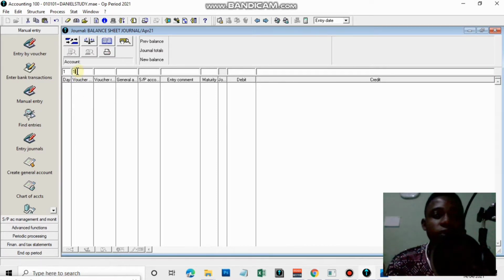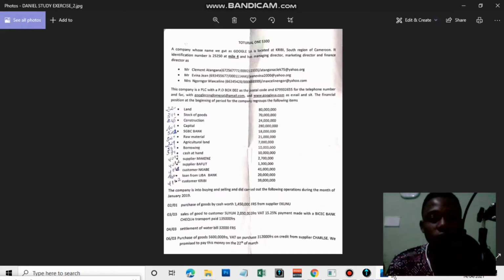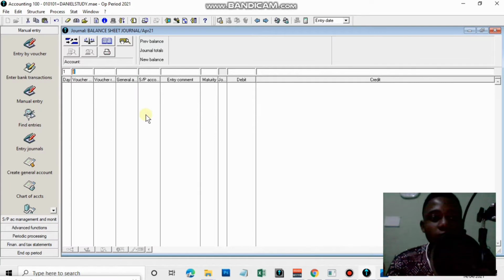Voucher here stands for the number of the transaction they are recording. Since land is the first transaction, I'm going to leave it at 1. As stock of goods comes next, the voucher will change to 2 because it's the second transaction. And construction is the third, so we put 3. So the voucher changes according to how many transactions we're recording. We're going to skip it and continue.